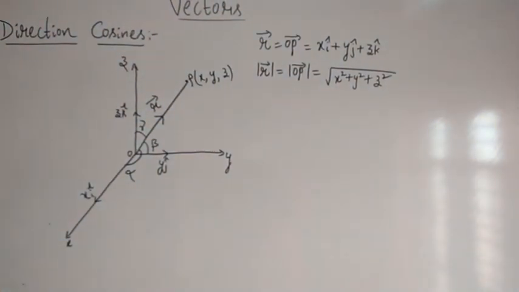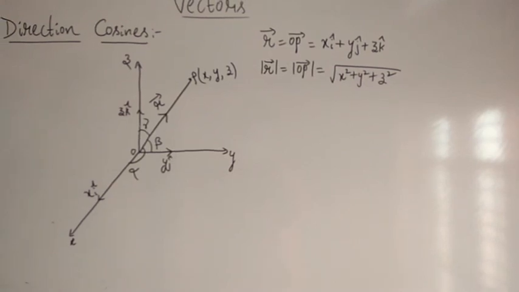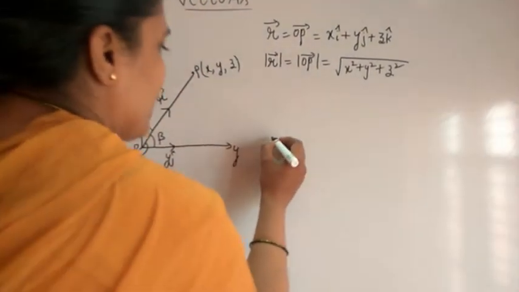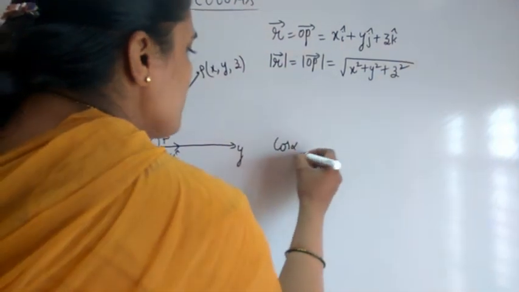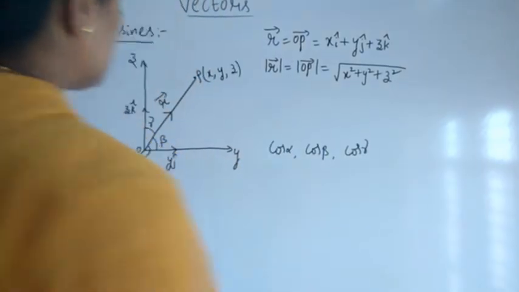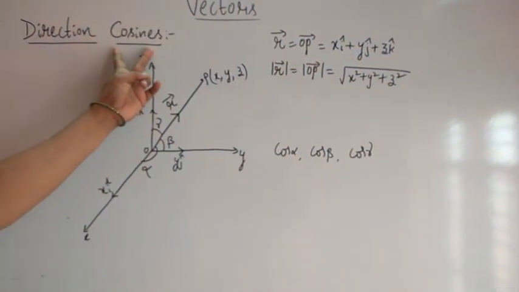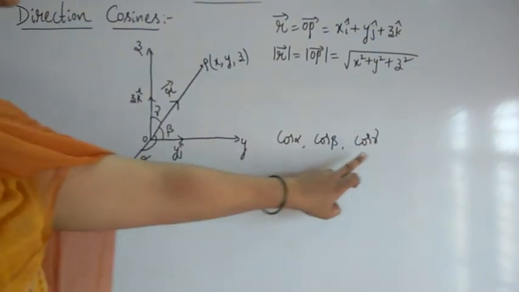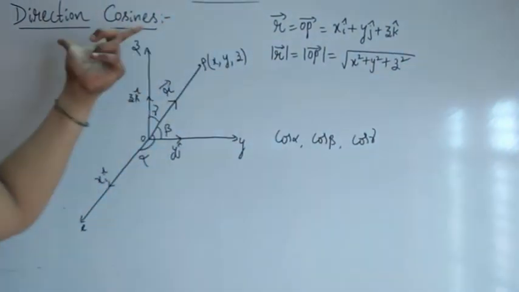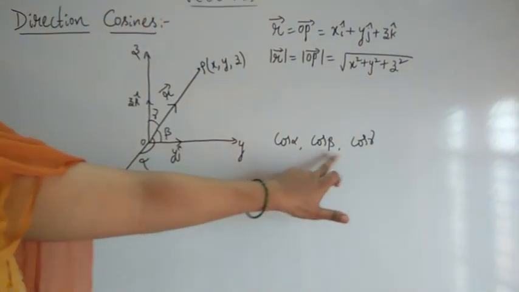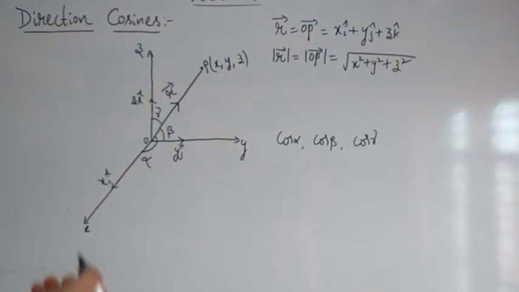Now, direction cosines. The direction cosines are nothing but cos alpha, cos beta and cos gamma. Cosines means cos values. So cos alpha, cos beta and cos gamma are called direction cosines. Then what are the values of cos alpha, cos beta and cos gamma? Let us see now.